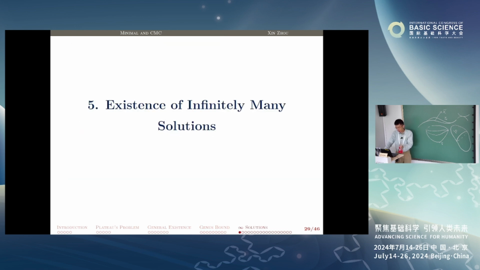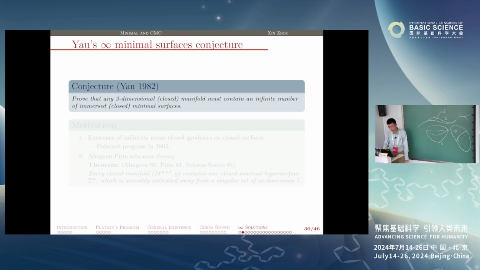In the last part of the talk, I want to talk about existence of infinitely many solutions. I'm going to tell you something new that happened in the past couple of months. Again, I'm going to talk about both the minimal world and the CMC world. In the minimal world, there was the famous conjecture of Yau. This is problem 88, and the previous one was 89 in the problem list. The conjecture says that any 3-manifold must contain an infinite number of immersed minimal surfaces.